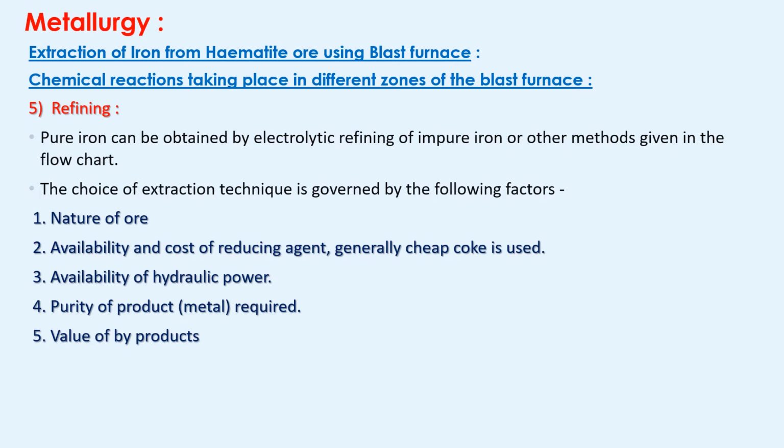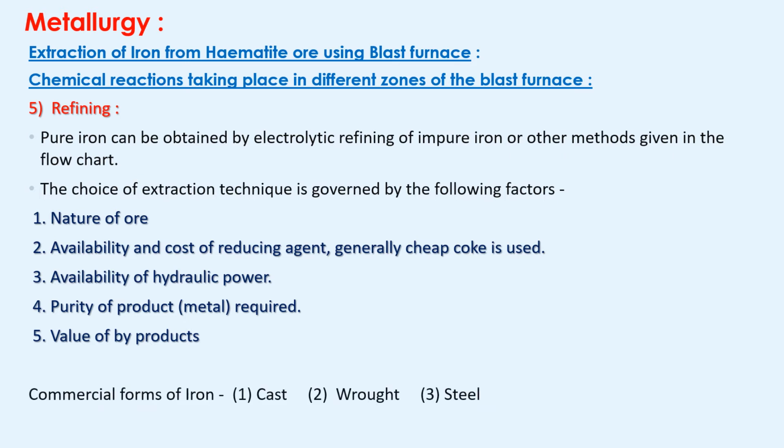Generally cheap coke is used. The third is the availability of hydraulic power. The fourth is the purity of the product required for the metals. Then the value of the product and the value of the byproduct. These are the factors we are concerned with when carrying out any refining. So the first is the nature of the ore, the second is the availability and cost of the reducing agent, generally cheap coke is used, the third is the availability of hydraulic power, the fourth is the purity of the product, and the fifth is the value of the byproduct.